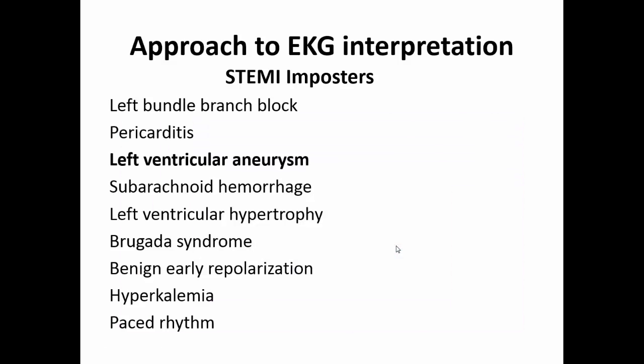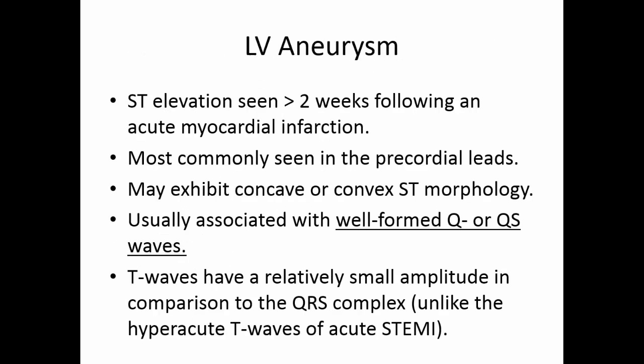Left ventricular aneurysm is another ST elevation imposter. Left ventricular aneurysms typically occur after an MI. It's basically a big section of the heart that has died, and that tissue doesn't depolarize and repolarize correctly. And so you get ST elevation that is persistent, more than 2 weeks after an MI. It's most commonly seen in the precordial leads.